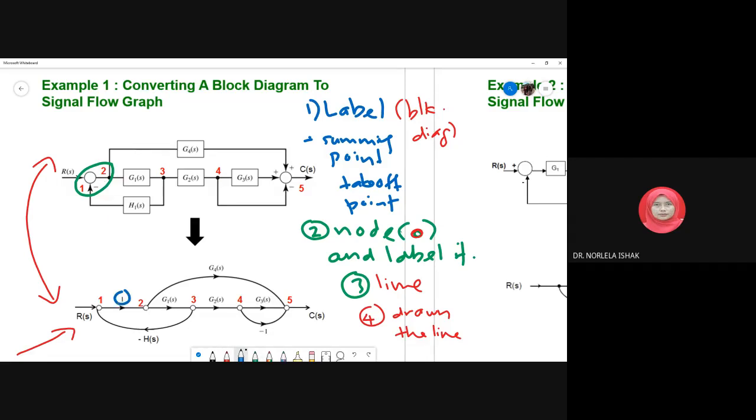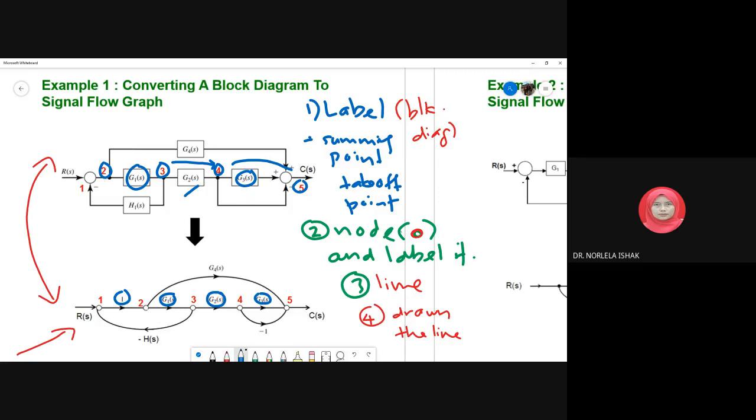Okay, so how about between 2 and 3? G1. Okay, G1, right? So meaning between knot 2 and 3, we have G1. So you label G1 here. Okay, and then between 3 and 4, we have G2. So we label G2 here. And then between 4 and 5, ada apa? Between 4 and 5 ada G3. So we label G3 here.